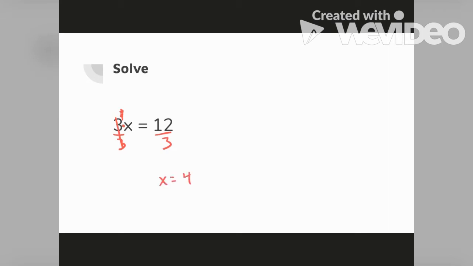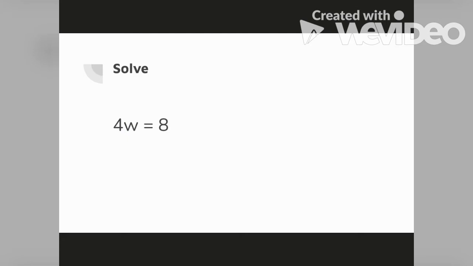Now remember, check your work. So I'm going to substitute 3 times 4 wherever I see x. Does that equal 12? Well, we know 3 times 4 equals 12. It is a solution to the equation. Remember, that's my answer. My solution is x equals 4. And remember, we write x equals 4. We don't just put 4, we put x equals 4, so we can state what 4 actually represents, and that's the variable x.